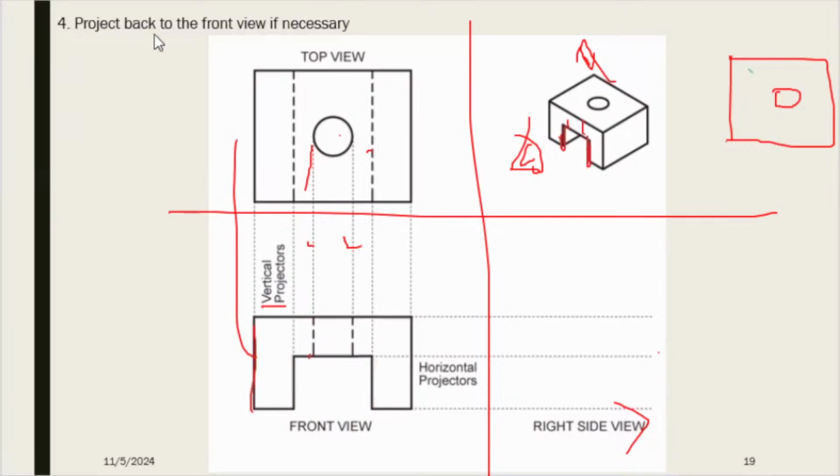So now that is the top view and the front view. Okay, so please draw these two. After that we'll go to the other side as well.